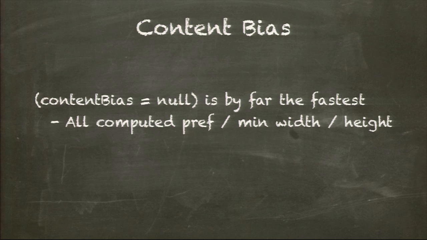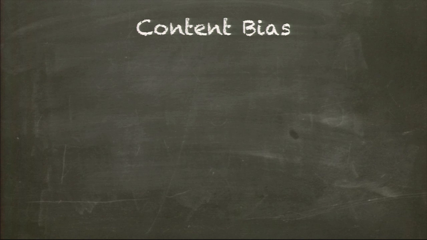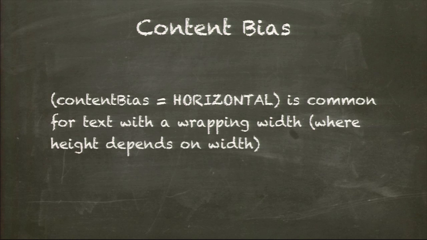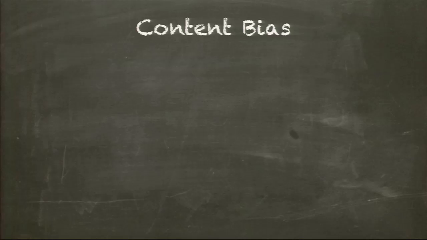So, labeled controls, for example, if you don't set the wrap for it to be word wrapped, then we're independent in the width and the height, and we can just be fast. If you're doing word wrapping, well, now our height depends on our width. We have to take some different code paths. So content bias horizontal is common for text with a wrapping width, like I was talking about, right? By far the most, it's usually content bias is either null or it's going to be horizontal. That's the typical thing.